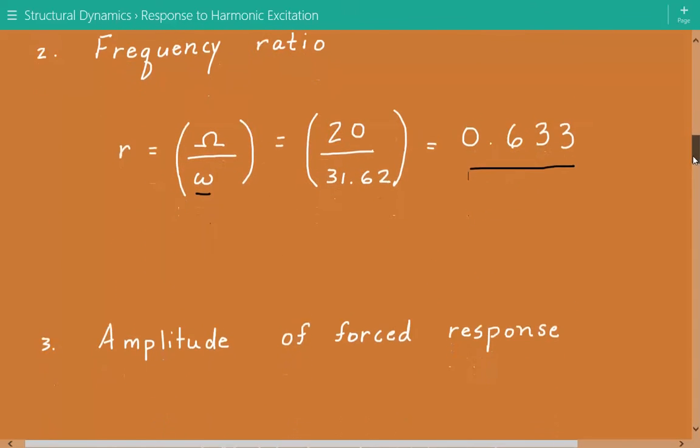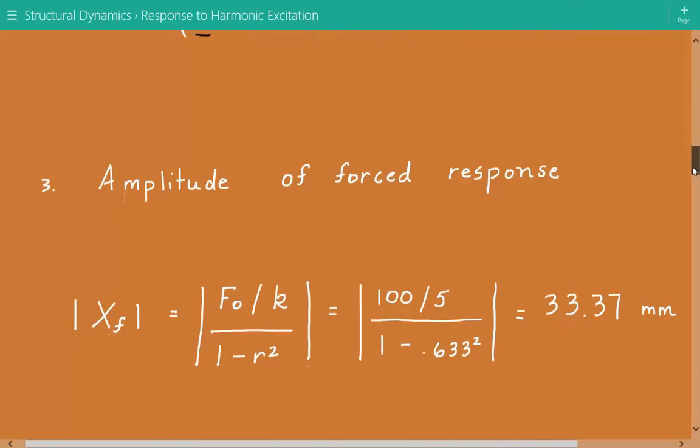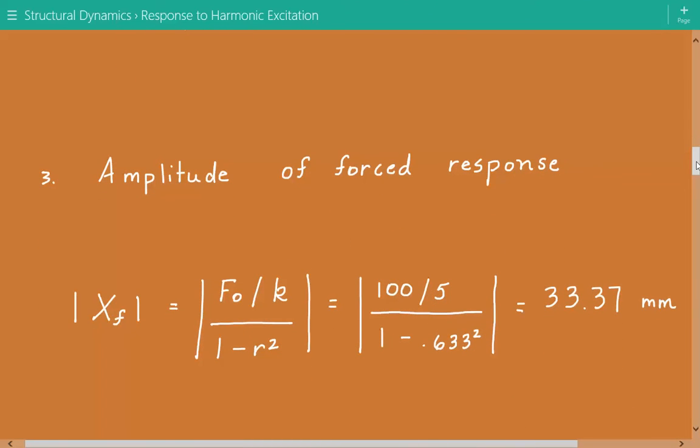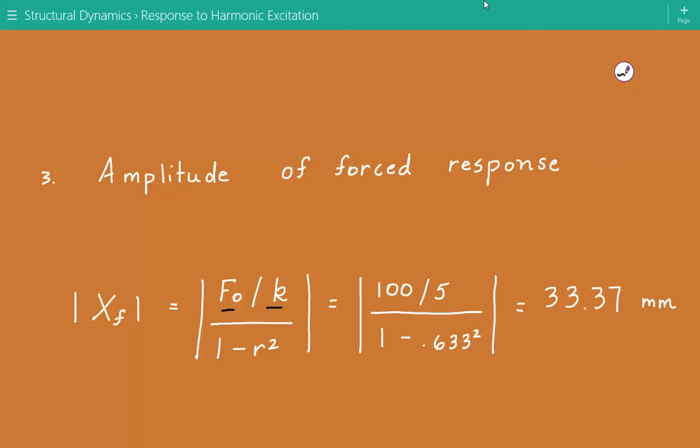After this, we can calculate the amplitude of the force response. And the formula for this is equal to the amplitude of the forcing function divided by the spring stiffness, and this total quantity divided by 1 minus r squared, 1 minus the frequency ratio squared. So the amplitude of the forcing function is equal to 100, the spring stiffness is equal to 5, divided by 1 minus 0.633 squared, the frequency ratio squared. So the amplitude of the force response is equal to 33.37 millimeters.